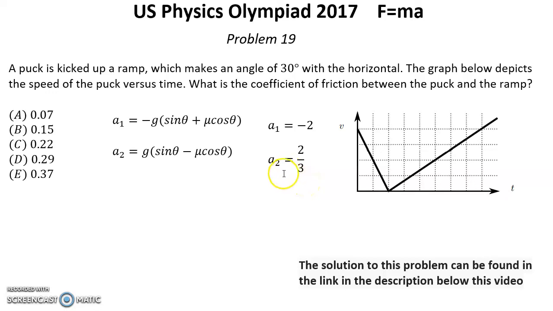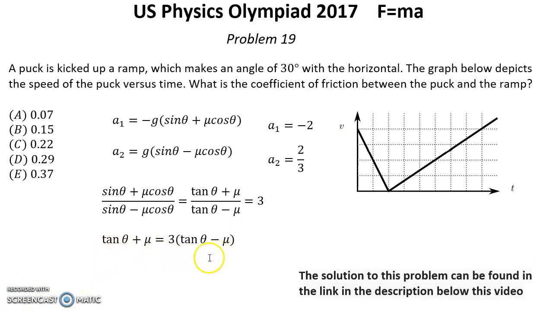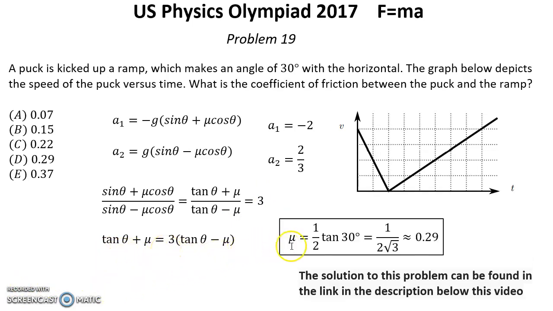Now we can use these numbers and divide the first equation by the second equation. So we have sine theta plus mu cosine theta over sine theta minus mu cosine theta. That is equal to this expression, and that equals 3. So we have this equation, and after all we have mu equal 1/2 tangent 30 degrees, which is approximately 0.29. And this is the answer D. That was the solution for problem 19.